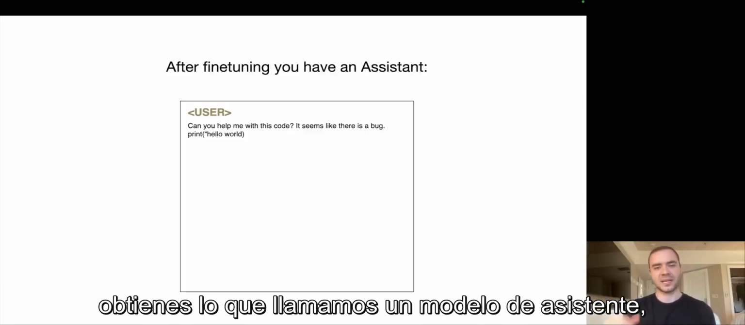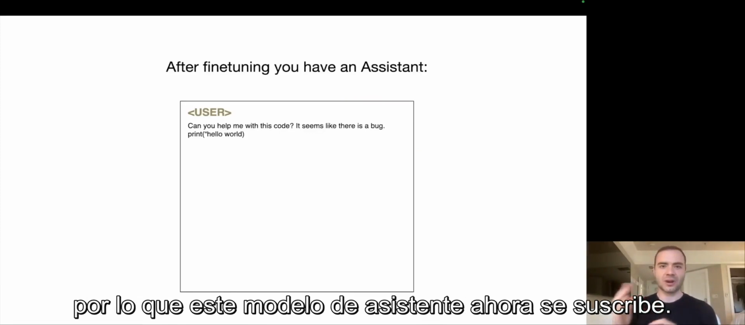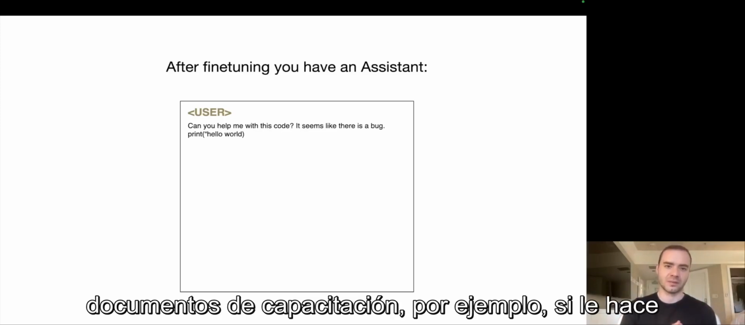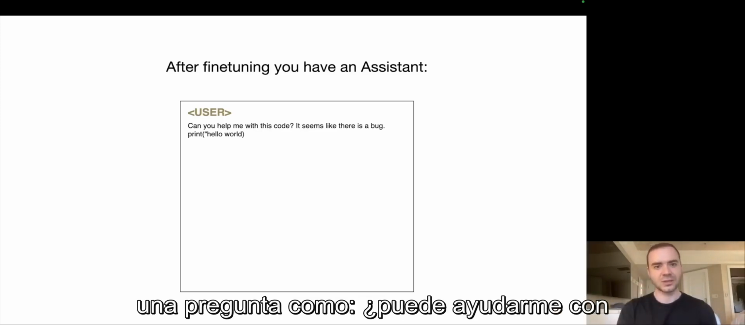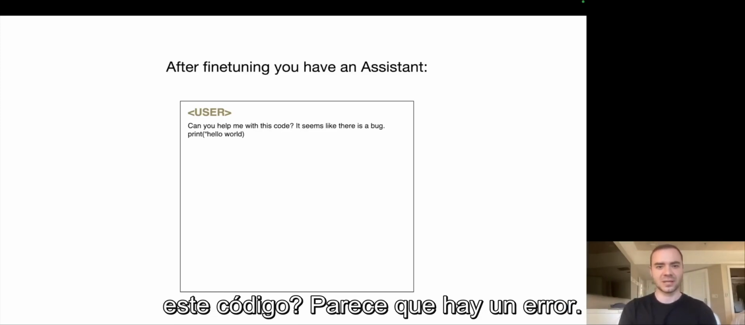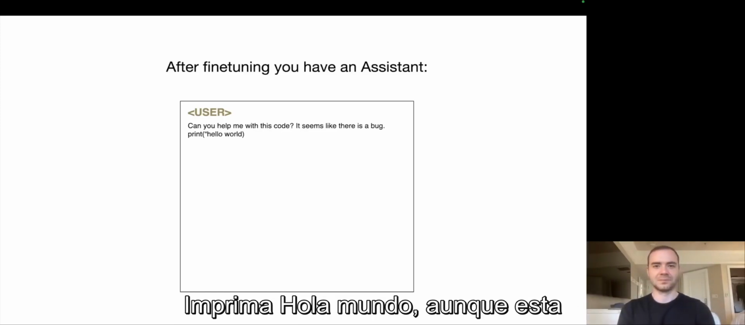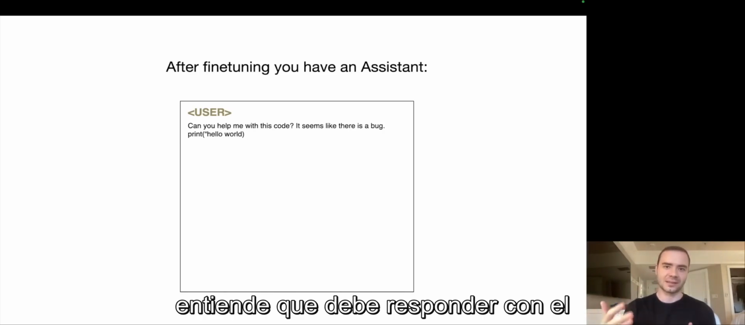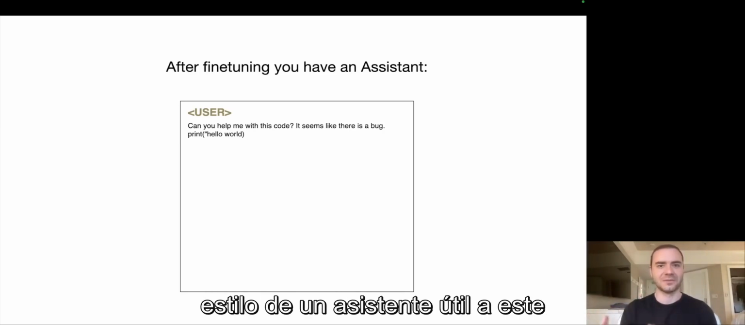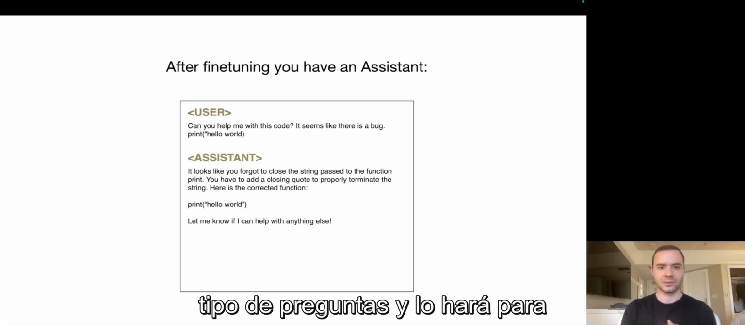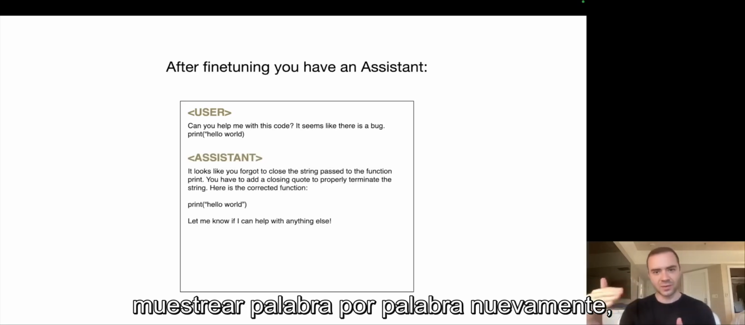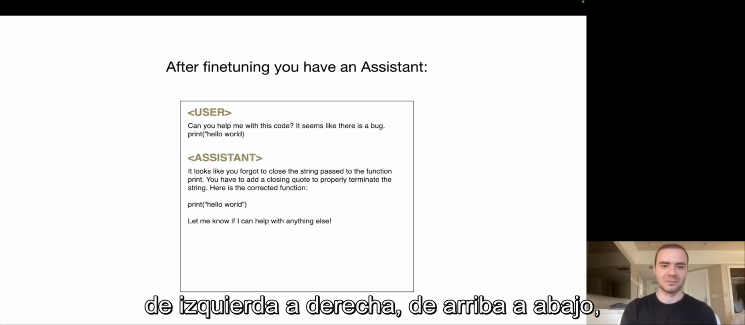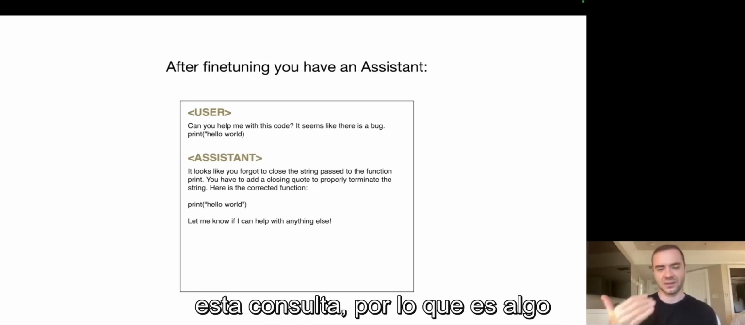Once you do this, you obtain what we call an assistant model. So this assistant model now subscribes to the form of its new training documents. So for example, if you give it a question, like, can you help me with this code? It seems like there's a bug, print hello world. Even though this question specifically was not part of the training set, the model, after its fine-tuning, understands that it should answer in the style of a helpful assistant to these kinds of questions. And it will do that. So it will sample word by word again, from left to right, from top to bottom, all these words that are the response to this query.